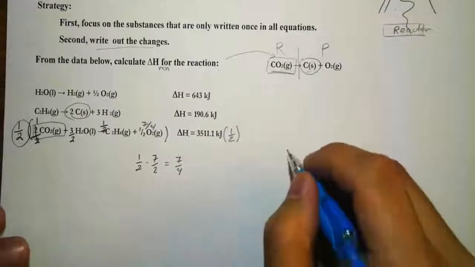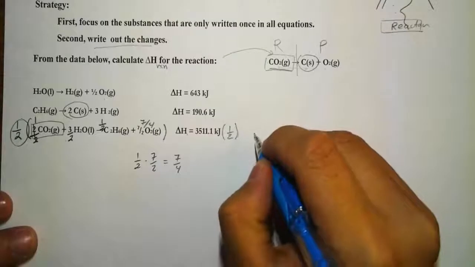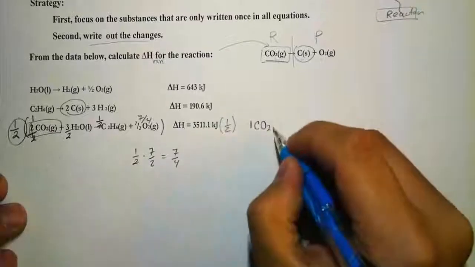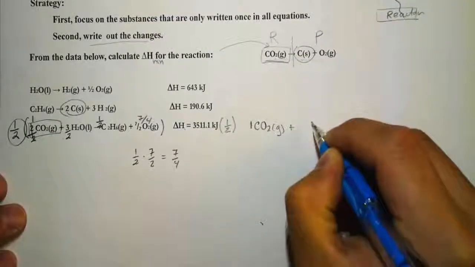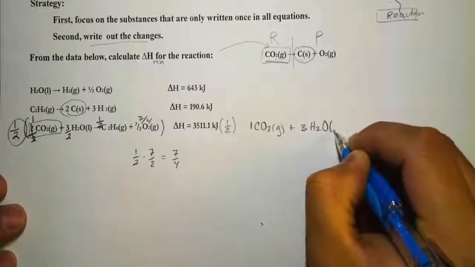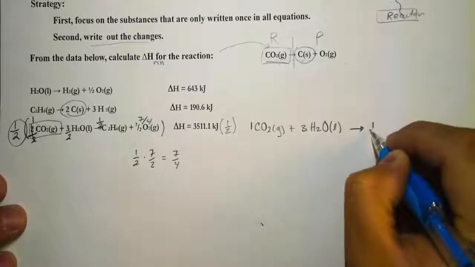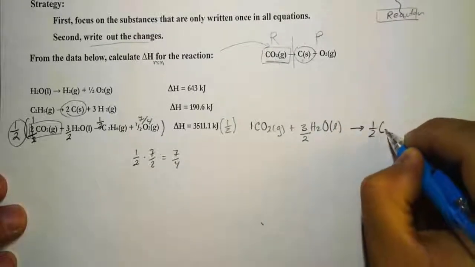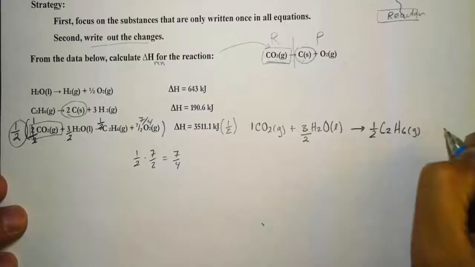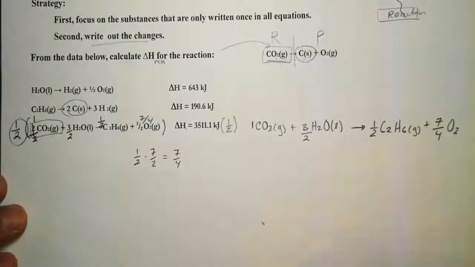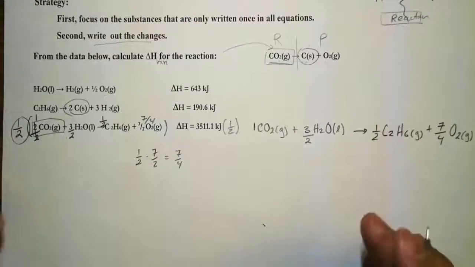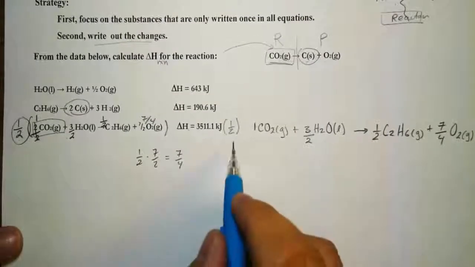Okay, so let's rewrite this so that it becomes less confusing for us. We have 1 CO2, and the state of matter is important as well, so we have to write that down. So we have 3 H2O liquid producing 1/2, oh well, this 3/2, producing 1/2 C2H6 gases plus 7/4 O2. There you go. And this is gases as well. The state of matter is important as well. They have to be the same in order to cancel it out. So that's what we have right there.